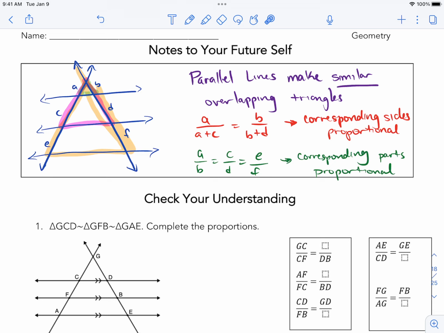But also with this, the corresponding parts are proportional, meaning that A over B, the ratio of A to B, should be the same as C to D. So even though C and D are not part of the whole triangle, the ratio of the parts of the segments there should be the same if we have parallel lines forming these similar figures. So let's look at some examples of this type of idea.